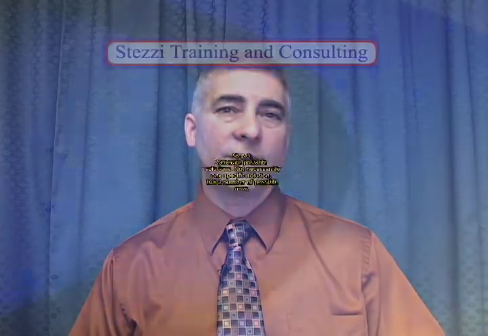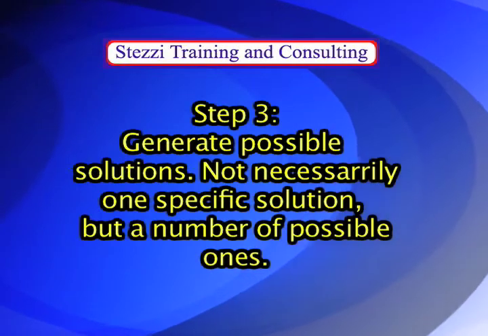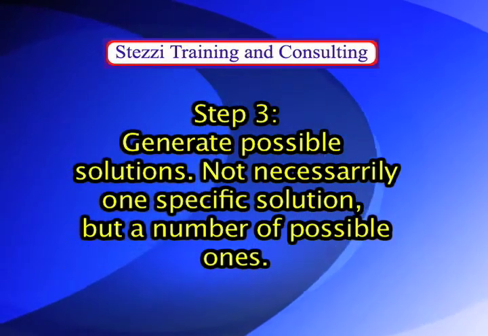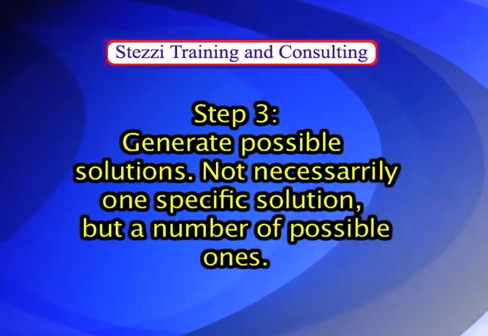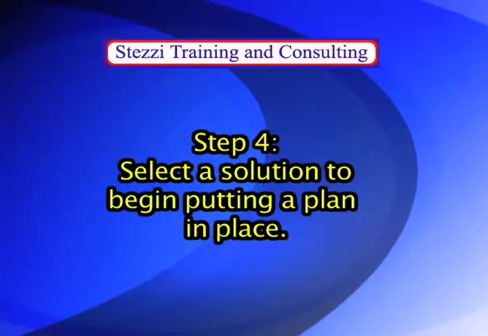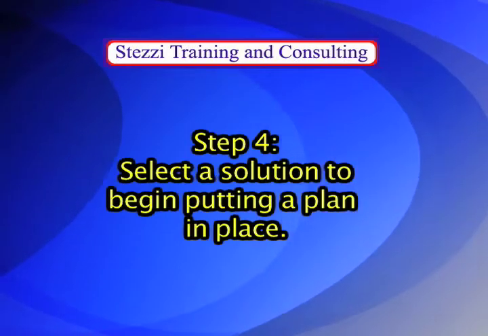or generating possible solutions. In this stage, we're not trying to come up with a specific solution necessarily, but as many possible solutions as we can come up with. In other words, we're going for quantity, not quality at this point. Quality comes in Step 4. In Step 4, we're going to select the solution that we want to try to implement. What we're going to do is take a look at the possible solutions that we generated in Step 3 and see which ones will work the best.